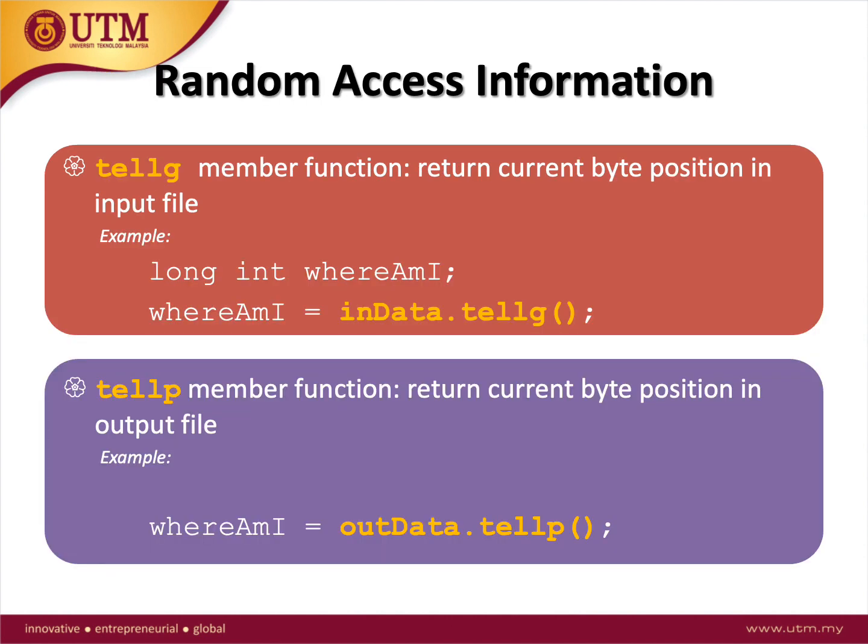Next we have the tellg member function. We use it to return the current byte position in the input file. This is how we should code it. We declare first whereAmI, and then we use data.tellg to return the current byte position. Then tellp returns the current write position in the output file. Just now was the input file, but the p is for the output file.